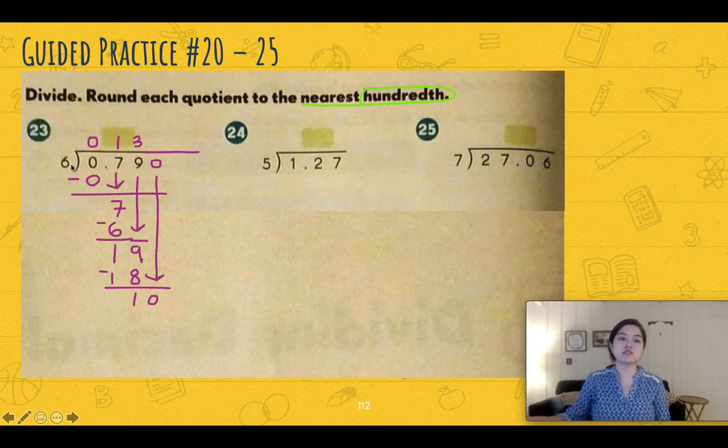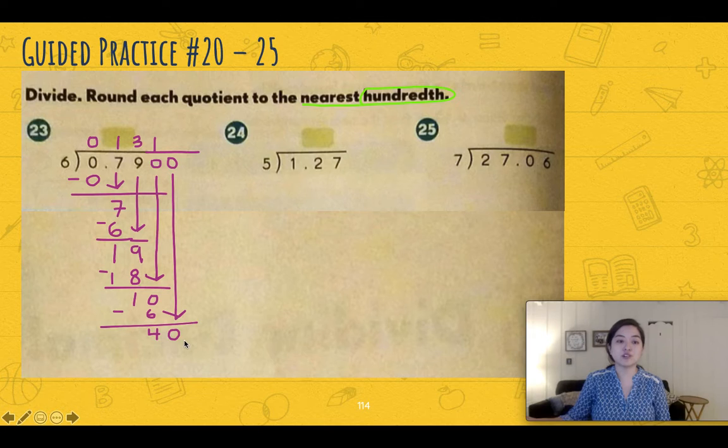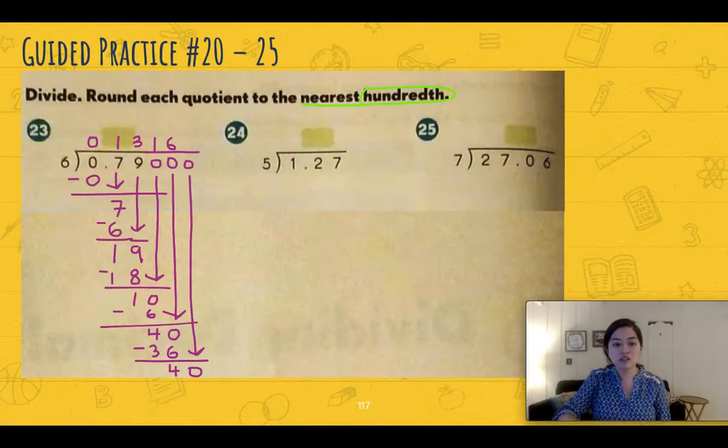Drop the trailing 0. 6 times what gets you 10 or close to 10 without going over, that's 1. 10 minus 6 is 4. I'm going to add another trailing 0, then I get 40. 6 times what gets you close to 40 without going over, that's a 6. Then I'm going to add another trailing 0, and if I drop it down, I get 40 again.